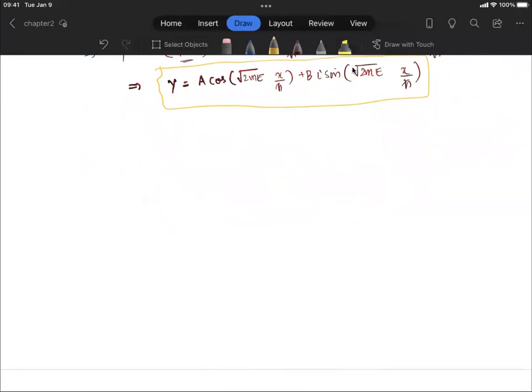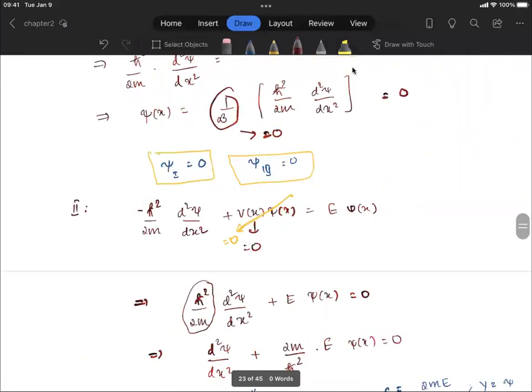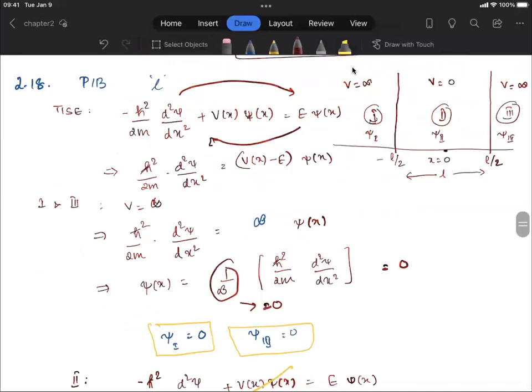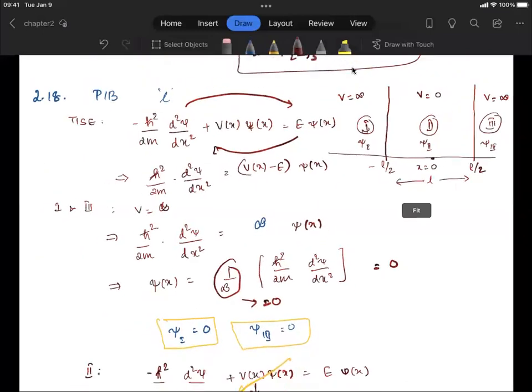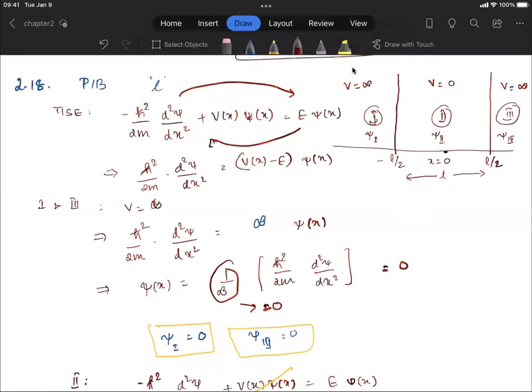However, we don't know what the values of A and B are. So this is the part where we apply the boundary conditions, right? If we come back here and look at the figure, we know that at negative L over 2 and at L over 2, the wave function has to be 0 because outside the box it's 0, and we want the wave function to be continuous. We don't want to see any crazy jumps in the wave function.